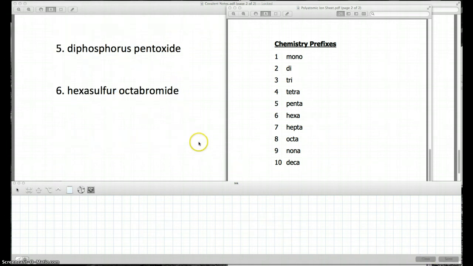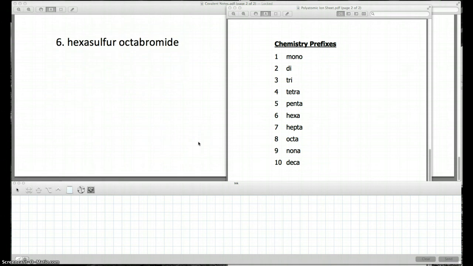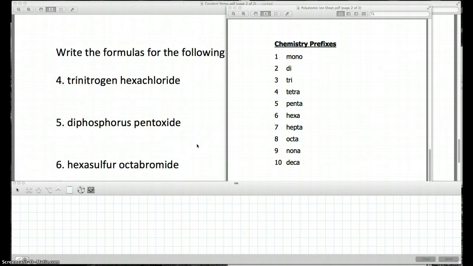Hopefully, that seems kind of self-explanatory to you. I think this is one of those things that once you get it, it's pretty simple. It's not real tricky. You don't have to switch anything. You just use the prefixes to figure out what the numbers are. You don't have to look up the charges. You don't have to do the switch trick. You don't have to reduce. You don't have to worry about Roman numerals.